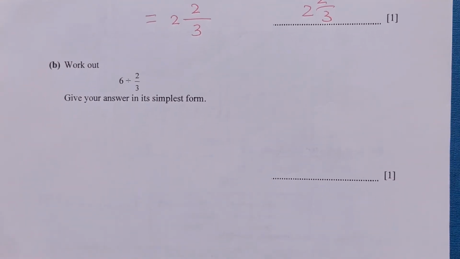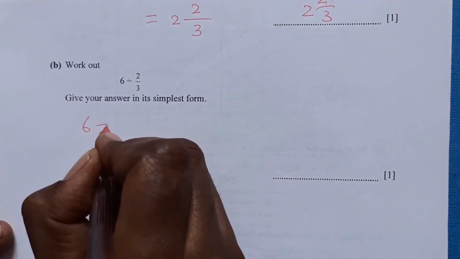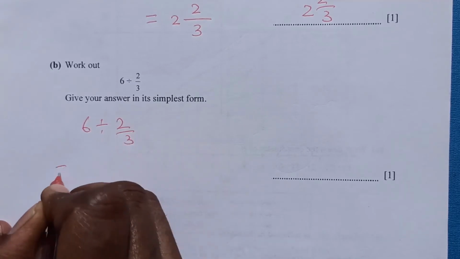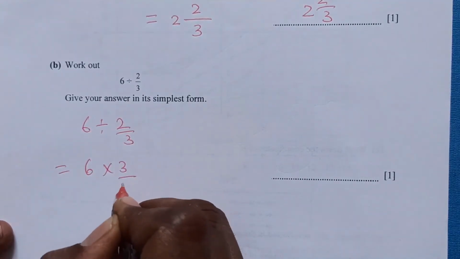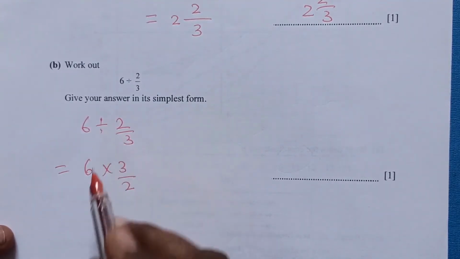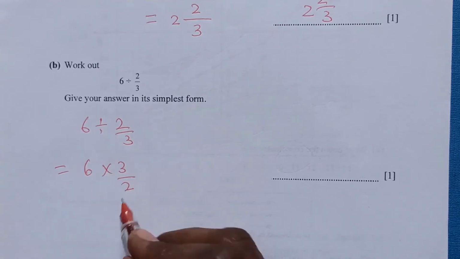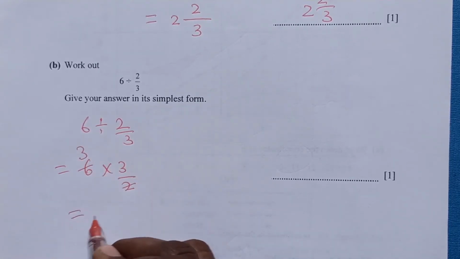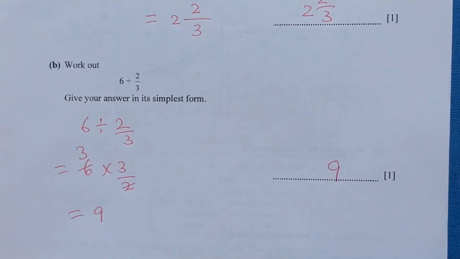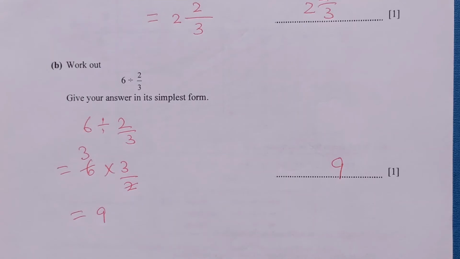Part B, work out 6 divided by 2 over 3. So it is 6 times 3 over 2. When you change the sign from division to multiply, so this is 3 over 2. 2 times 3. 3 times 3, it is 9. So final answer is 9. So let's move to next question.